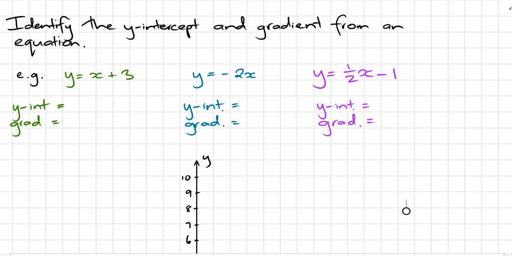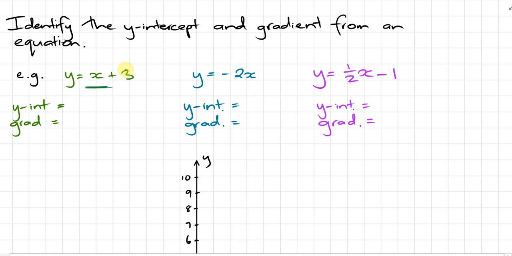So let's have a look at drawing lines given an equation. If we're given an equation, for example this one here, y equals x plus 3, two things we want to identify from that equation: the y-intercept and the gradient. If we know these two things, we can easily draw the line.